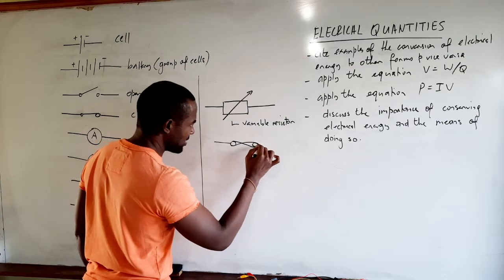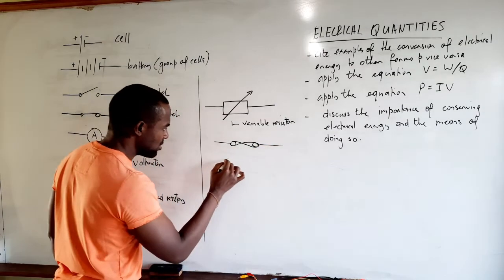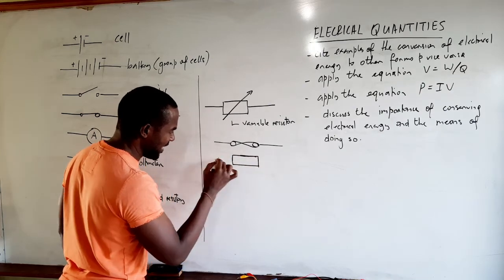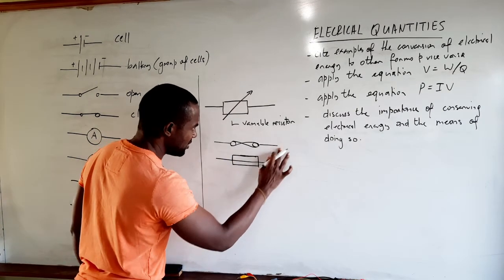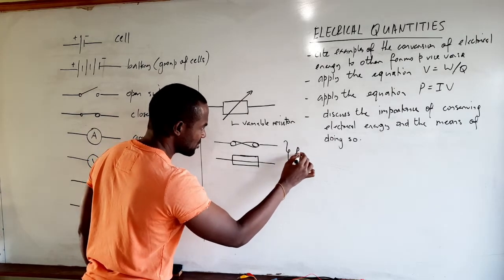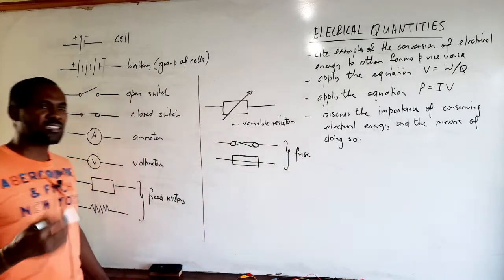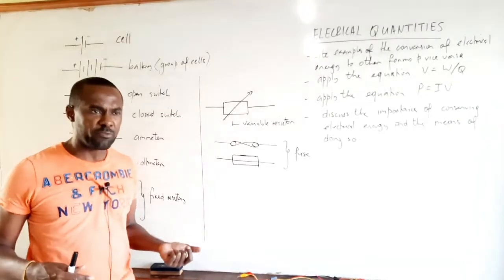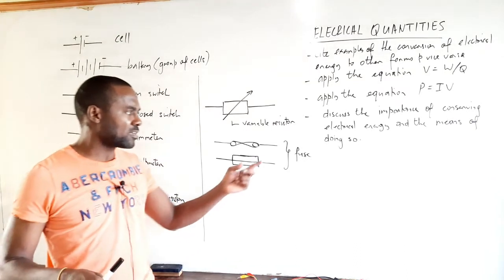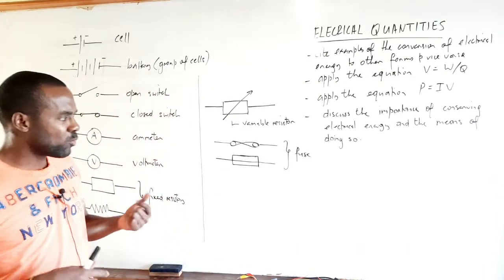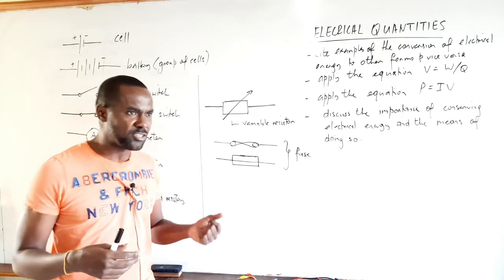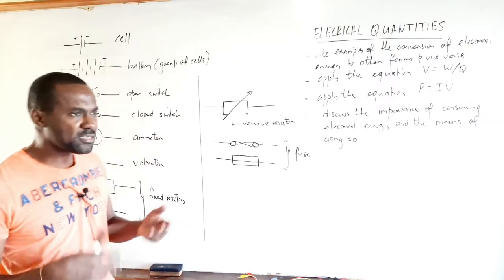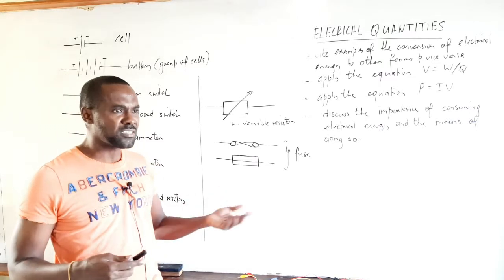Now, the fuse has two symbols. One may look like this, or it may resemble a resistor, but the difference between the fuse and the resistor is that the line goes straight through. So either of these could be used to represent a fuse. Essentially, a fuse is a safety device used in a circuit to prevent too large a current from flowing. The fuse usually consists of a thin piece of metal. When the current gets too high, the melting point of the metal is reached, and the metal melts and causes a break in the circuit. That is basically how a fuse works.